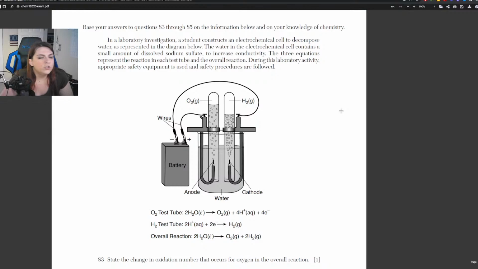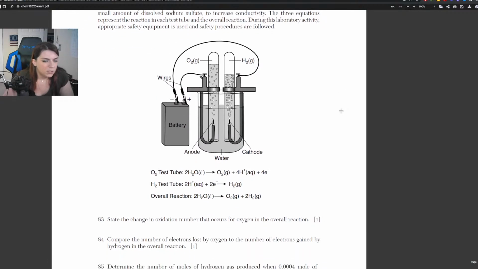Okay, a student constructs an electrochemical cell to decompose water, represented in the diagram below. The water in the electrochemical cell contains a small amount of dissolved sodium sulfate to increase conductivity. 3 equations represent the reactions in each test tube and the overall reaction. Safety protocols are followed. Okay. State the change in oxidation number that occurs for oxygen in the overall reaction.